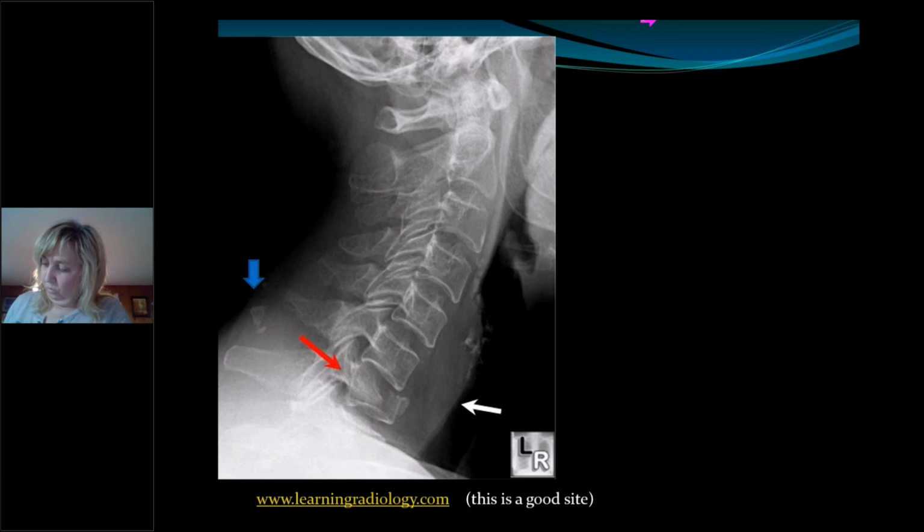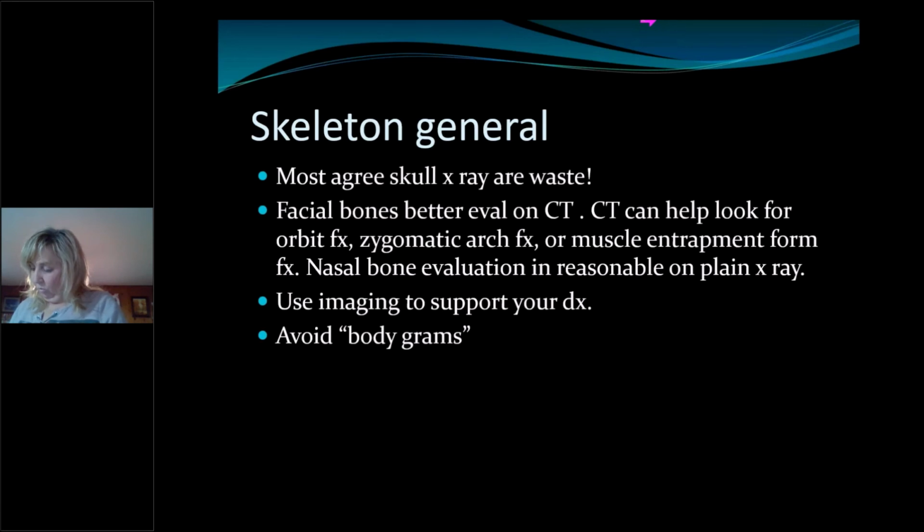That Learning Radiology site I put down there at the bottom, and I think that's at the end of the talk as well, is a really good site to look at lots of different types of x-rays, and it's free. So it's a nice one if you say, man, I'm really good with chest, but I don't know anything about abdomen. Well, they have lots of those on there. So it's a good site to go to as far as trying to learn some things or brush up on certain pathology that you may not be comfortable with. Skeletal, general, and I'm almost done with this.